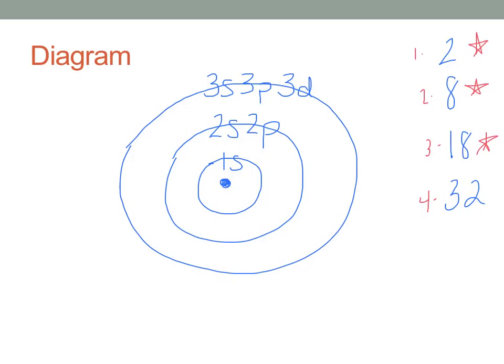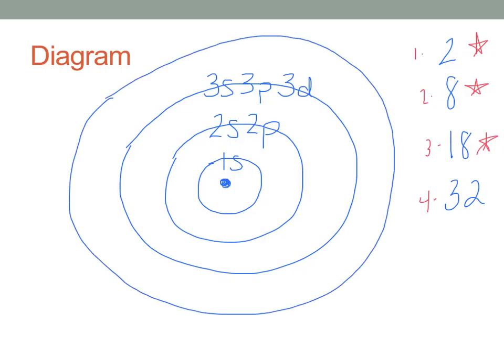Then I'm going to go ahead and draw my 4th ring if I can fit it in here. So in level 4, you can actually have an S, a P, a D, and an F. So if you add all those up, 2 plus 6 is 8, plus your 10 is 18, and F can hold 14. Add it all up, there's 32 electrons in level 4. I'm not really going to go any further than that.